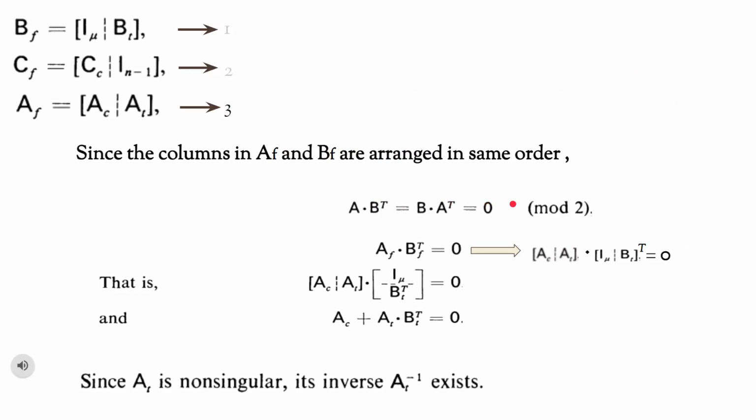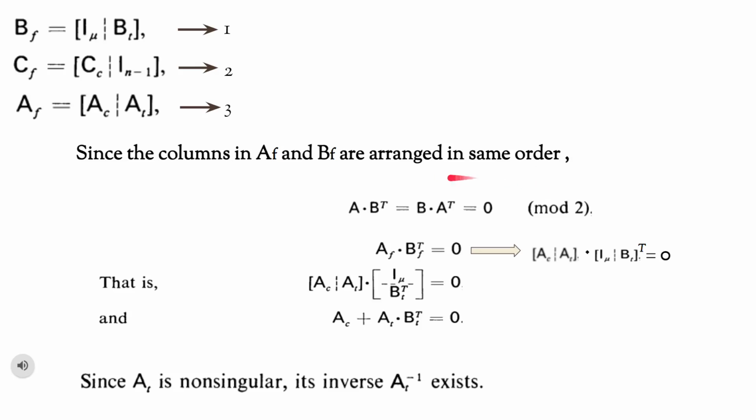These are the equations that we already learned. Here, I_mu and I_(n-1) indicate the identity matrix of order mu and n minus 1 respectively. Since the columns in AF and BF are arranged in the same order, as we already saw in the last slide, AF, BF and CF have the same order. And here we can apply the property of mod 2 arithmetic.